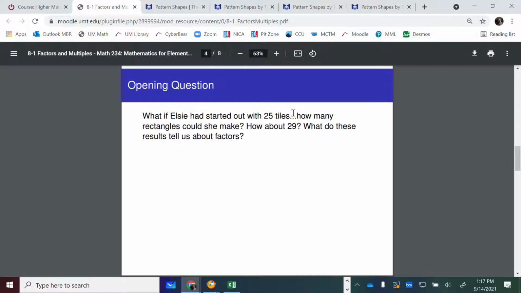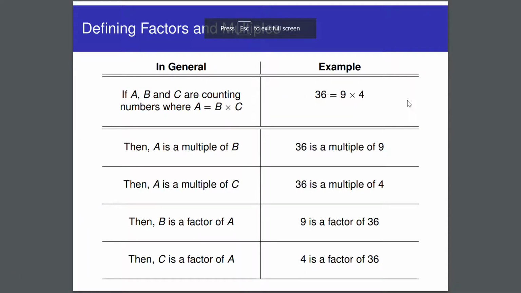So I think we're ready now to really talk about, what is a factor? So here's the definition for factor. In general, this column is the definition, and here's the parallel example. So if A, B, and C are counting numbers, so these are positive whole numbers, and A is equal to B times C, then A is a multiple of B, A is a multiple of C, B is a factor of A, and C is a factor of A. These two terms, factor and multiple, are often confused by children, and it's something you'll fight for sure if you get to teach this.